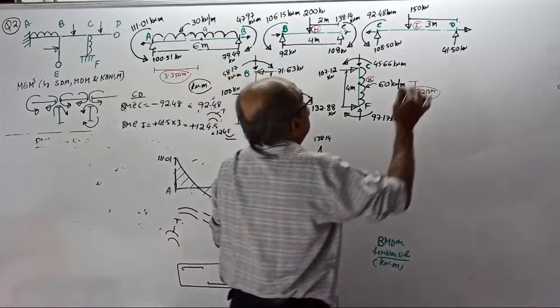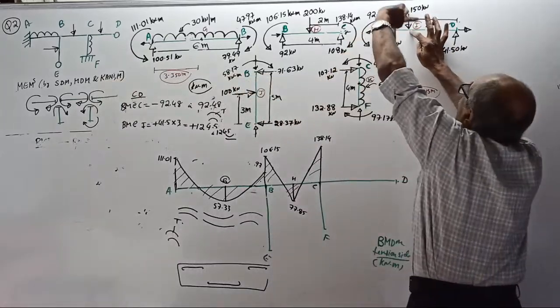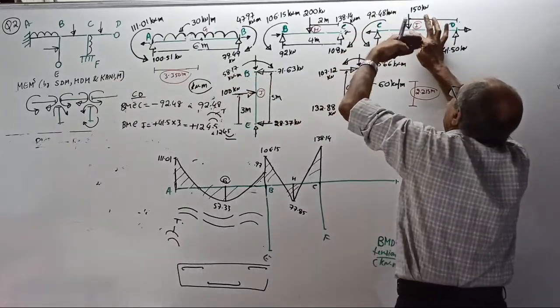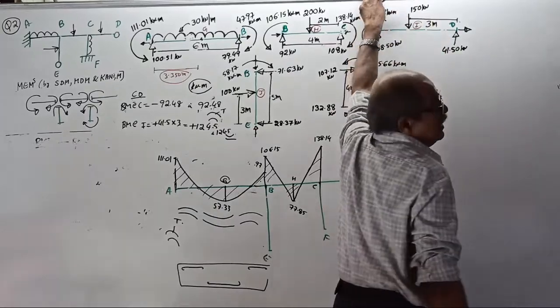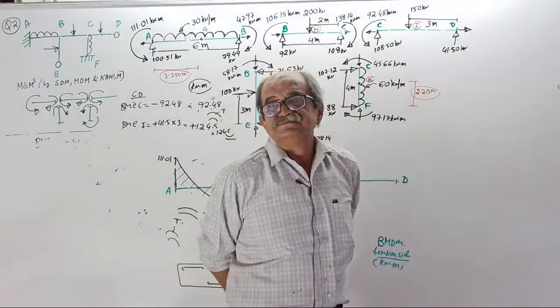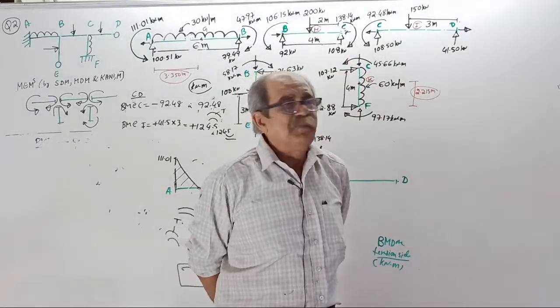Or if you want, do it from the left side: minus 92.48 plus 108.5 into 2. It will come the same answer.